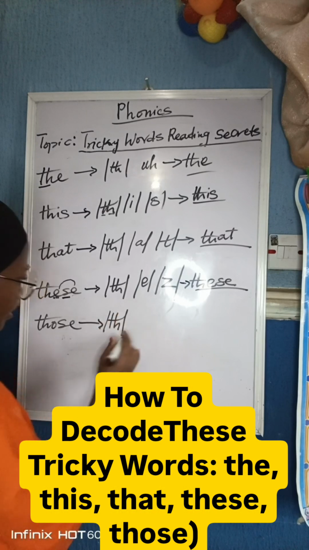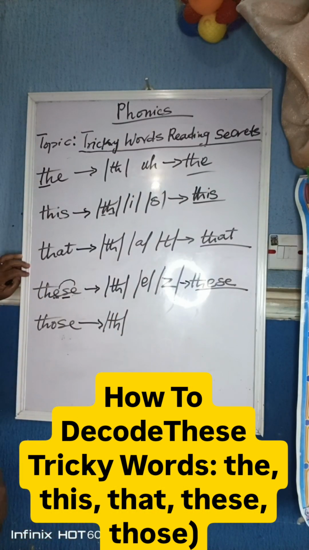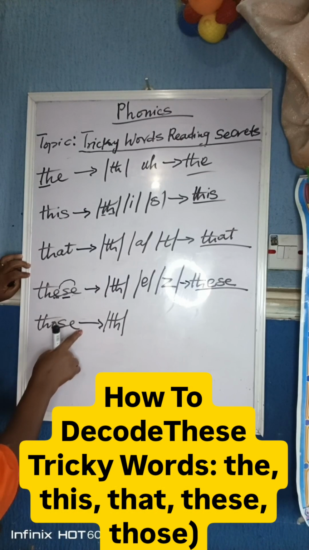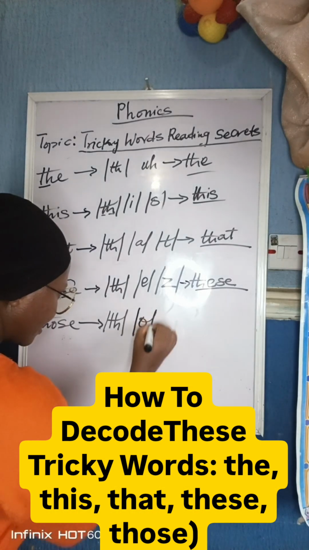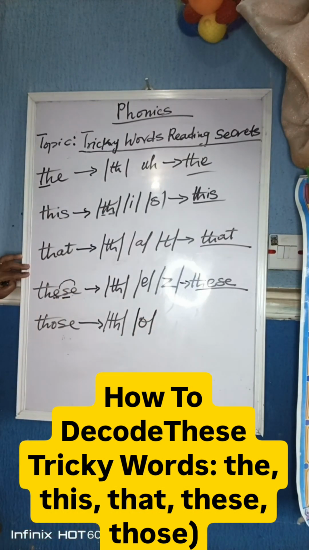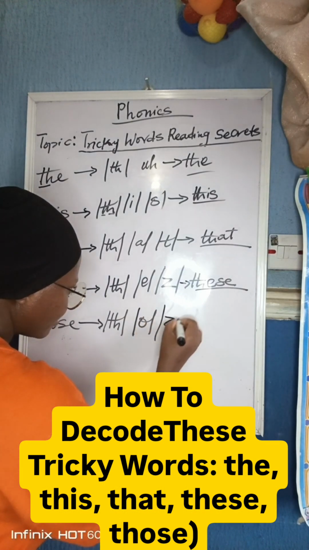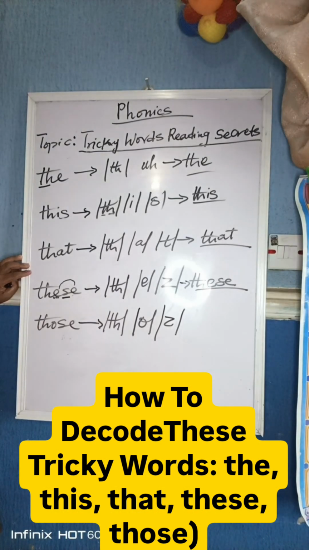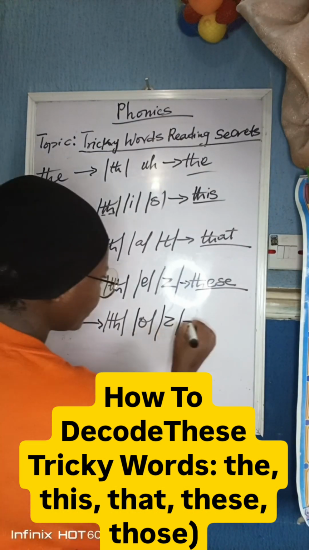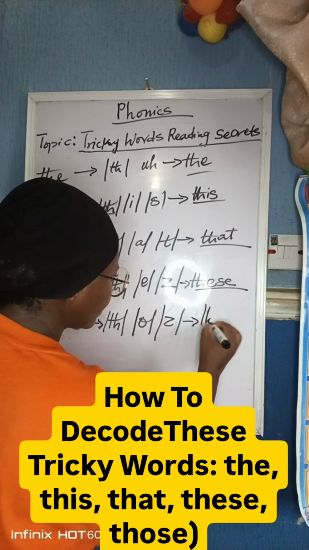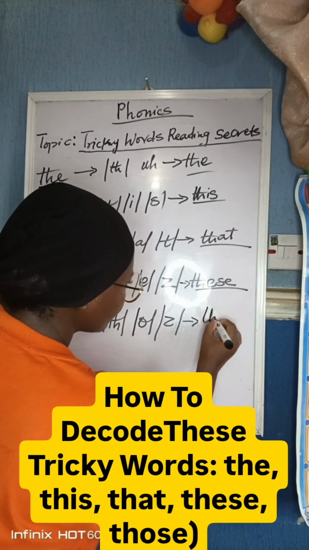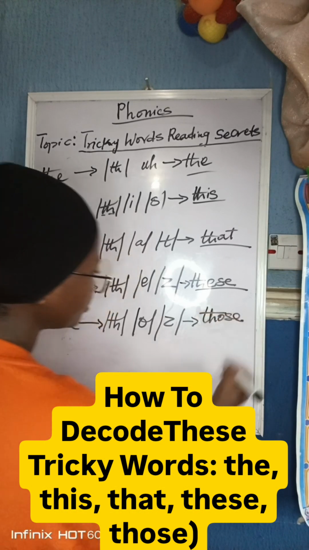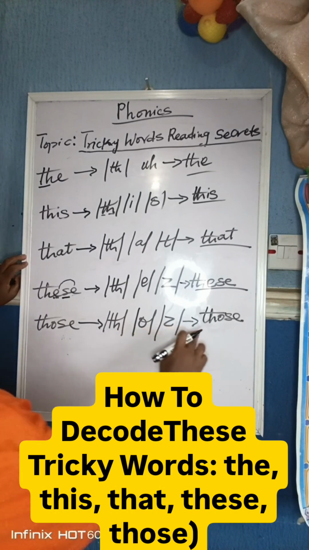The same thing happened here. Our digraph, we already know. The silent E is influencing the first vowel letter. It will say the letter name O, not /ɒ/. Then the letter S there is making a Z sound. The letter E remains silent. We have those.